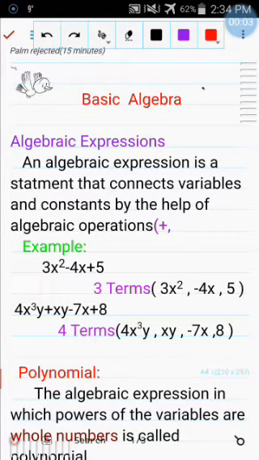Bismillahir-rahmanir-rahim. In this video lecture, we will discuss some basic algebraic terminologies. The first one is algebraic expression.